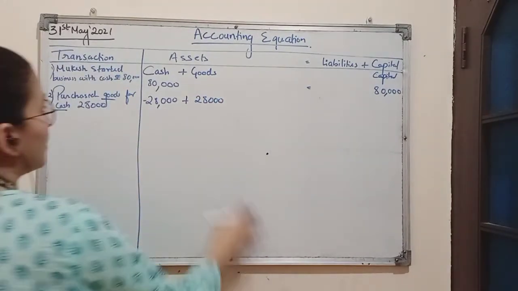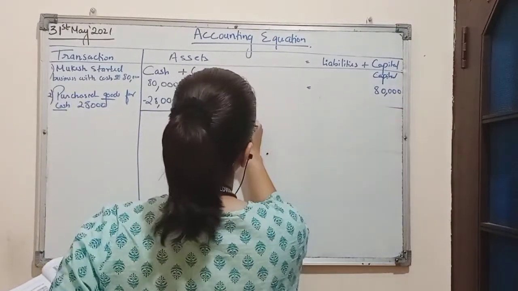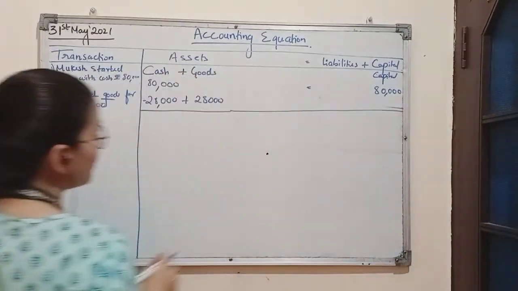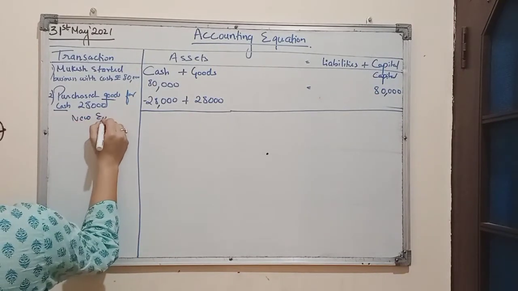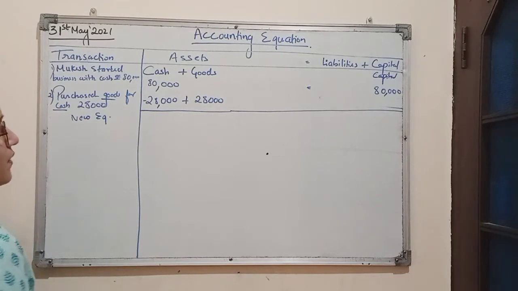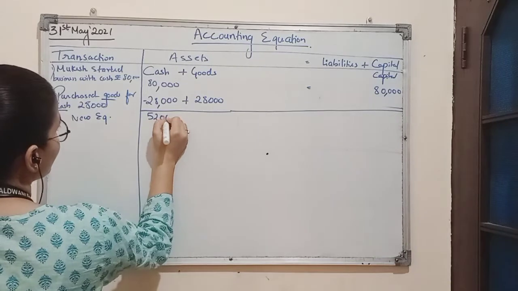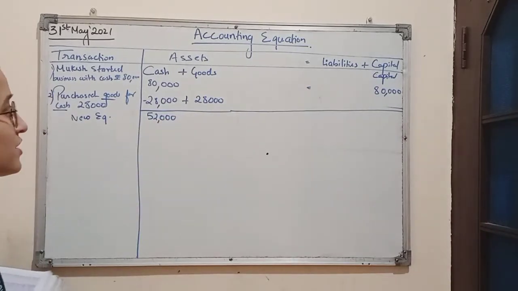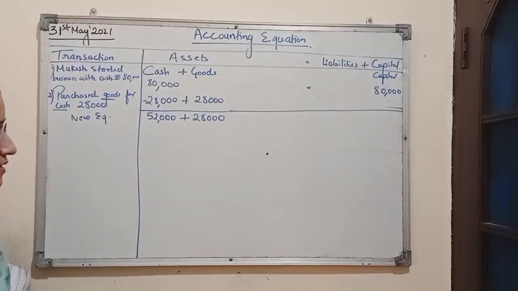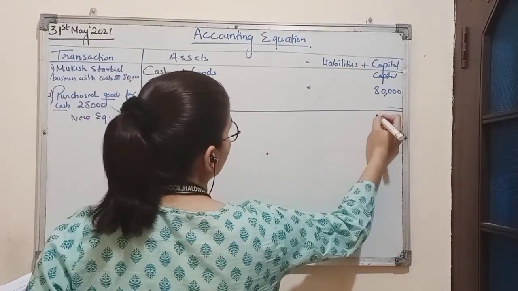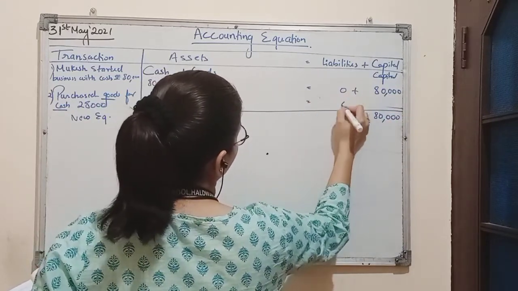Now we will see what will be the net effect, or what will be the new equation, by solving these two transactions. This will be our new equation. So 80,000 minus 28,000 is 52,000 balance of cash, goods amounting to rupees 28,000, and there is no effect on the capital, so the amount of capital remains the same.